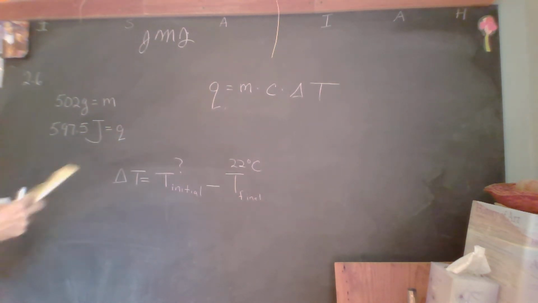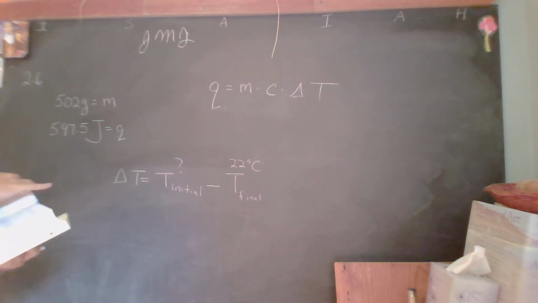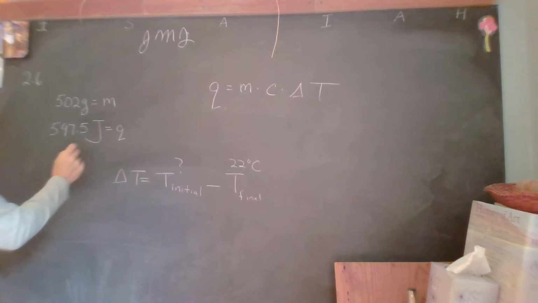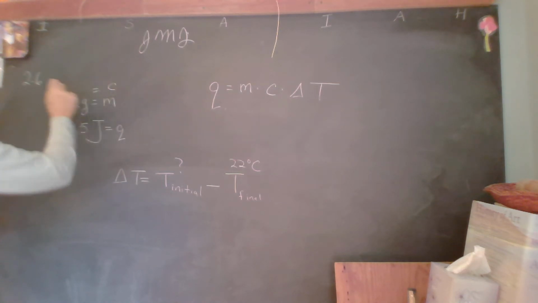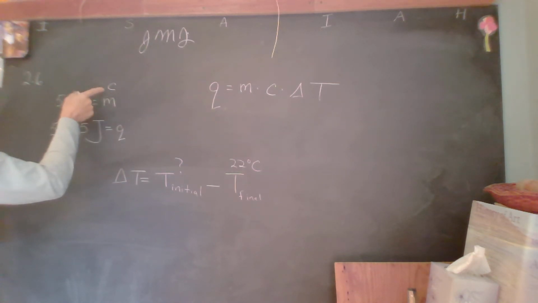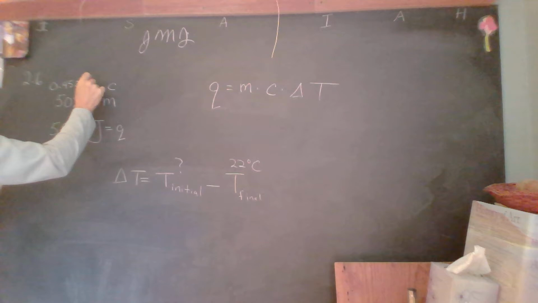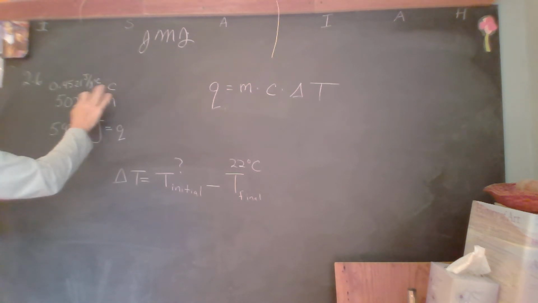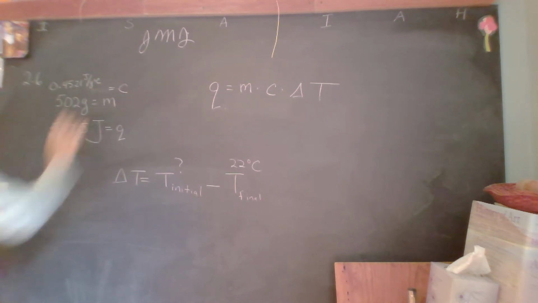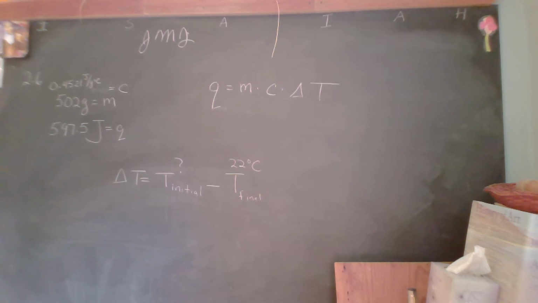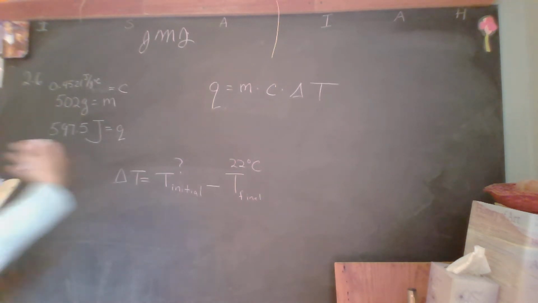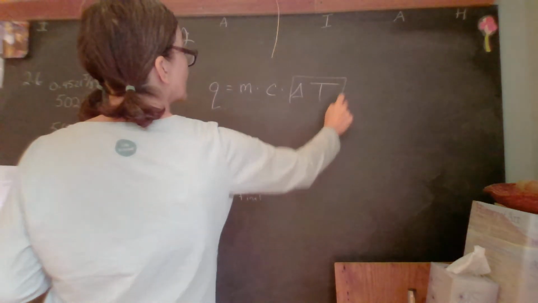Now we're talking about iron, so we're going to look at Table 2.1. Table 2.1 says that the specific heat of iron, the C, is 0.4521 joules per gram degrees Celsius. Sorry about that. Okay, so now we can go about setting up our equation. We don't know the delta T. This is what we don't know.